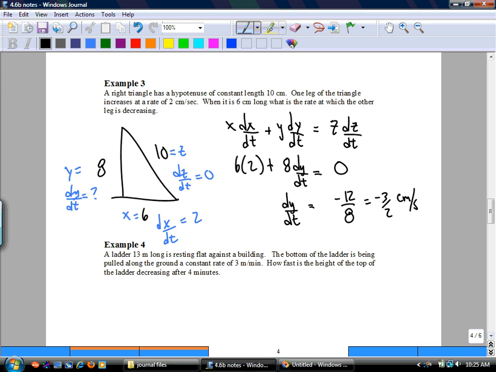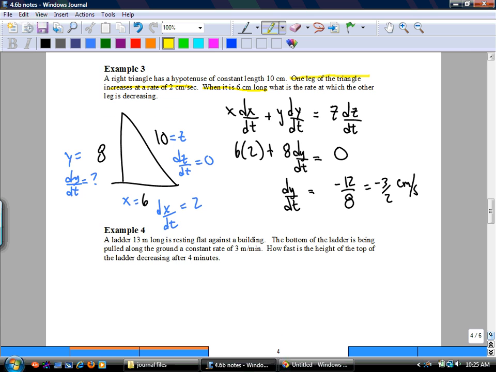Well, how do I know to put it there? Okay, so one leg, blah, blah. When it is 6 centimeters long, the 6 centimeter side is increasing. So it's just the whole English sentence structure. I might have said when it's 6 centimeters long, it's increasing at a rate of 2 centimeters per second or something. And then a ladder 13 meters long is resting against a flat building.